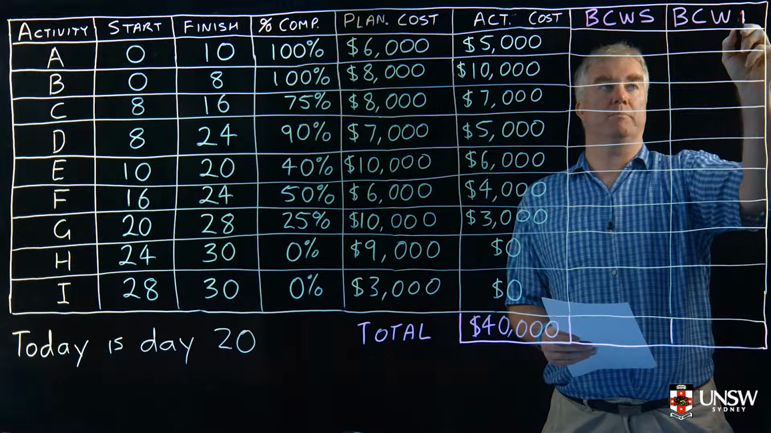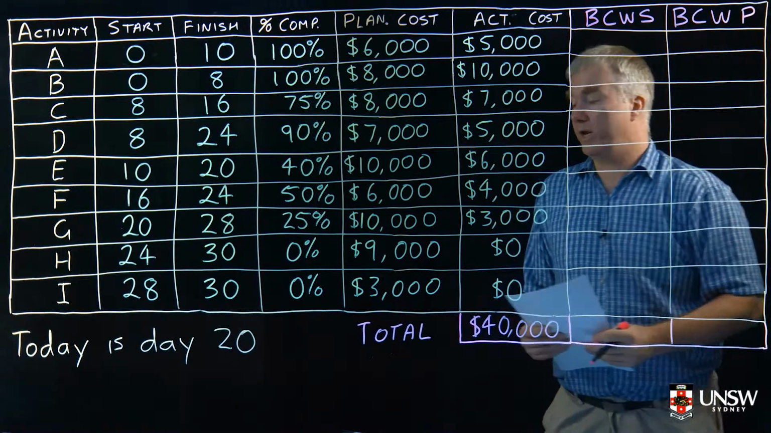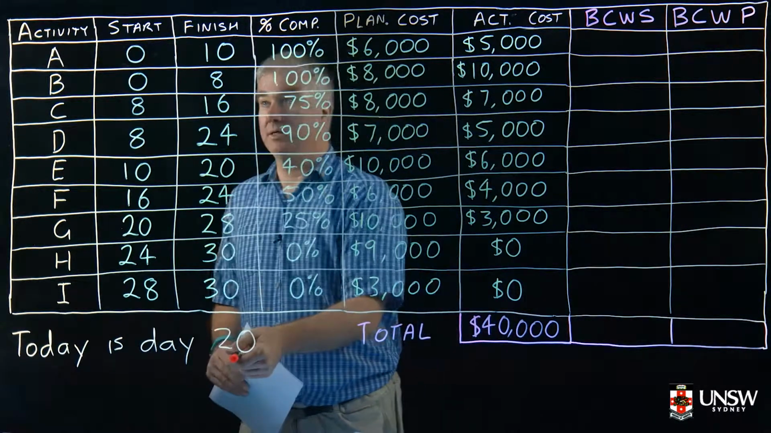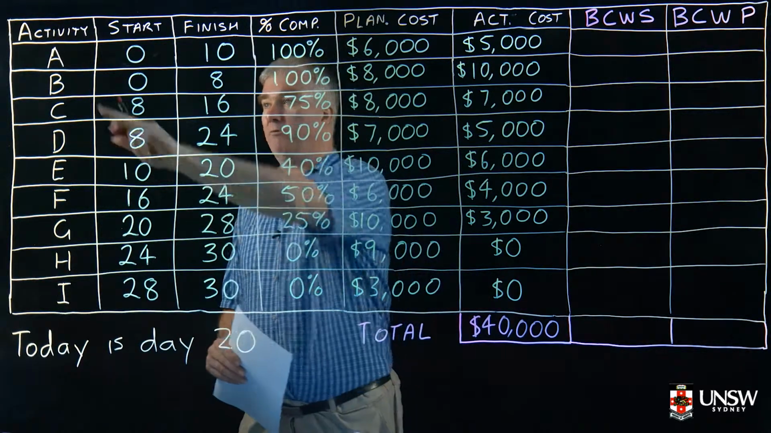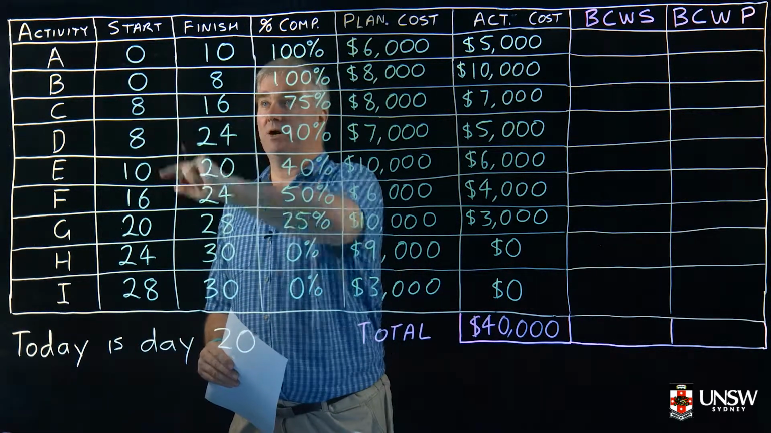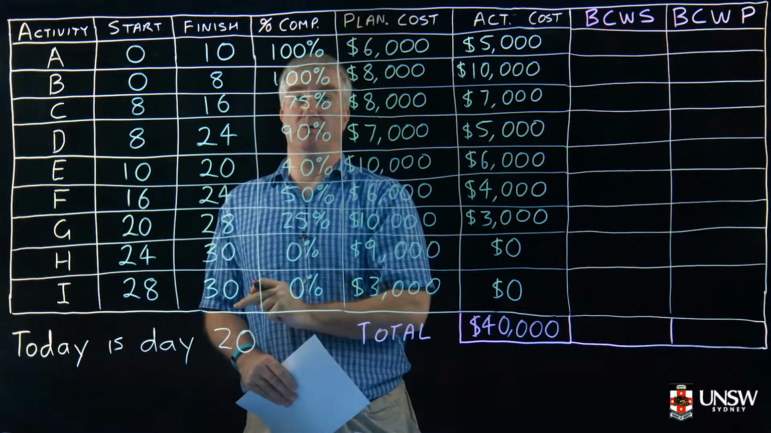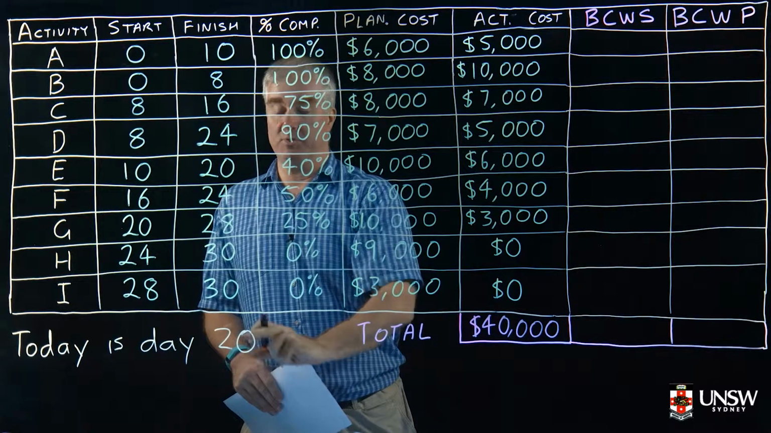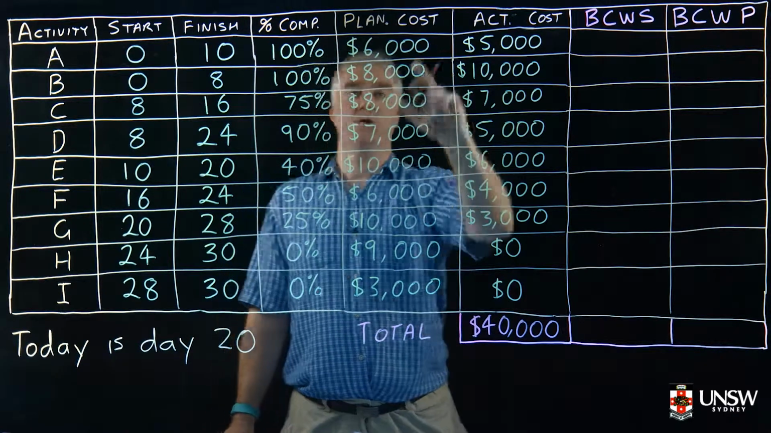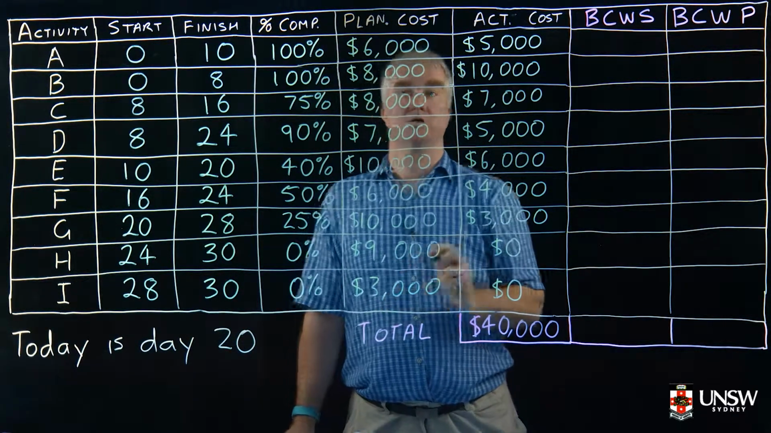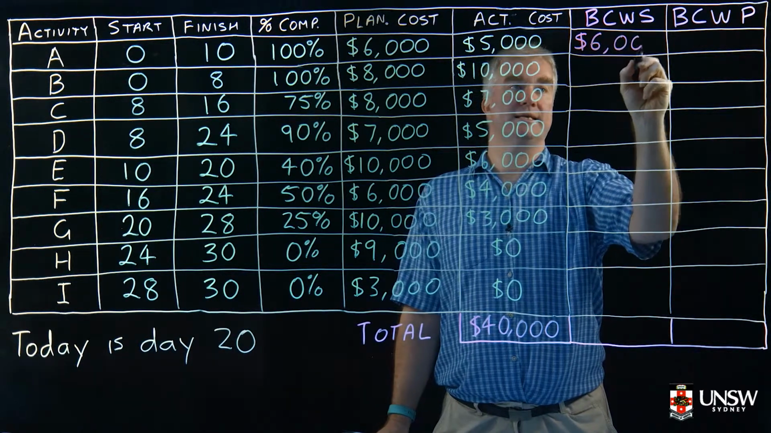We will use this column for the basic cost of work scheduled, and we'll use this column for the basic cost of work performed. So to work out the basic cost of work scheduled, we need to compare today's date with the start and finish for each activity. For example, for activity A, it starts at time 0, which is before 20, and it finishes at time 10, which is also before 20. That means that at time 20, we should have done everything on this activity. So we said we were going to spend $6,000, so our basic cost of work scheduled for day 20 is $6,000.